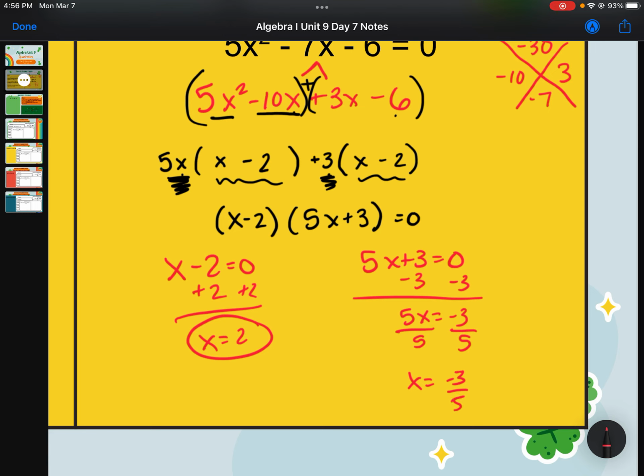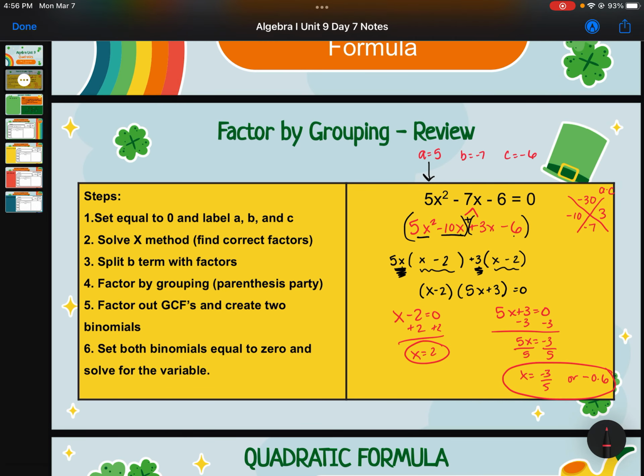Now, sometimes having a decimal answer is acceptable. So if I were to divide -3 divided by 5, I would get -0.6. So either would be an acceptable answer. Okay.